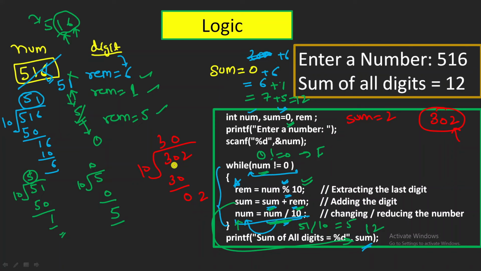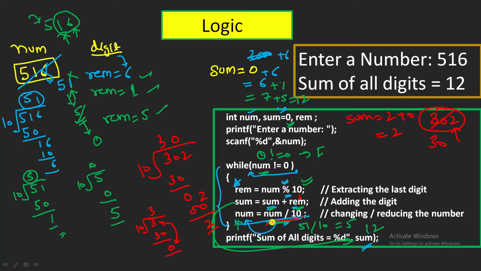So basically 30 is the quotient, 2 is the remainder, right? So basically your 302 has reduced to 30, right? Now again, if you go above, you will again do this. It is not equal to 0. So 30 by 10, what will you get? 10 threes are 30, remainder is 0. That is actually the last digit. Okay. So you will add 0 with the previous sum. So previous sum is 2. 2 plus 0. You will get 2 only, right?